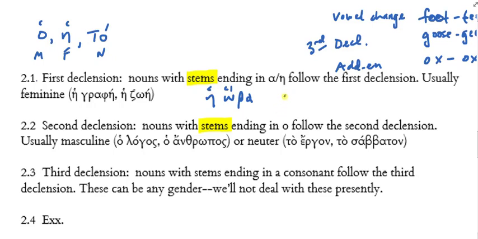Now, third declension nouns are nouns with stems ending in a consonant. Alpha, eta, and omicron are stems that end with vowels, right? So these are stems that end with vowels, but there are some stems that end with consonants. They're called consonantal stems, and that's third declension. And those sorts of nouns could be any gender, and we will learn about those in chapter 10.